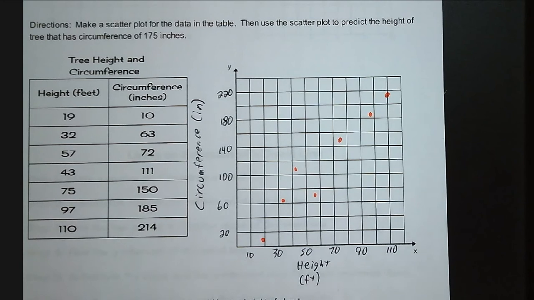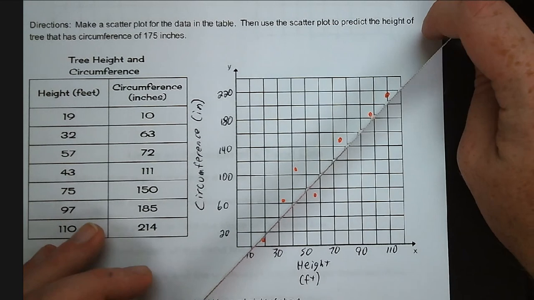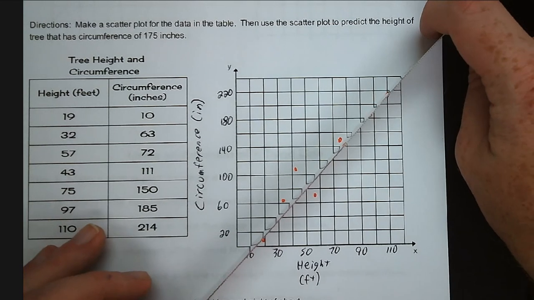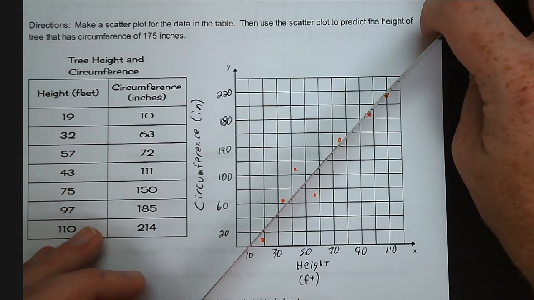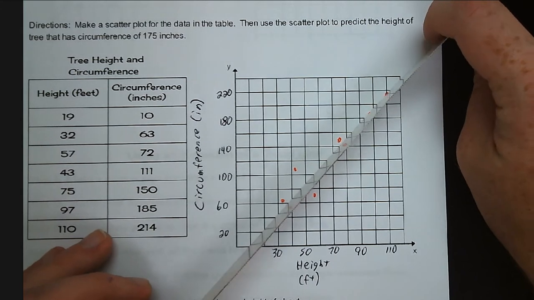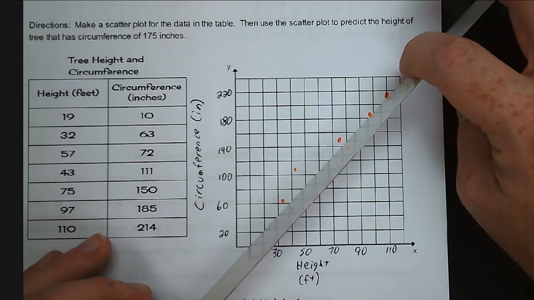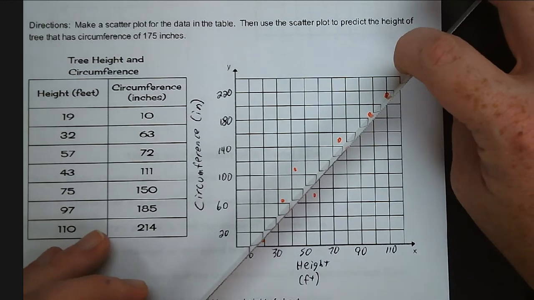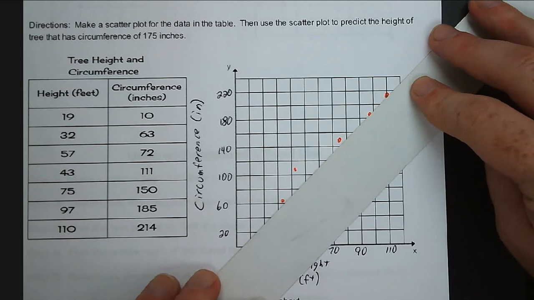All right, so now we're going to use a straight edge, and we're going to try to find a place where we can put a line that we're going to have about the same number of points on each side. So if I have a line about like this, I have 3 points above and 2 points below, and I have 2 points just on the line. So I think that's actually pretty good right there. So we're going to draw a line something like this.